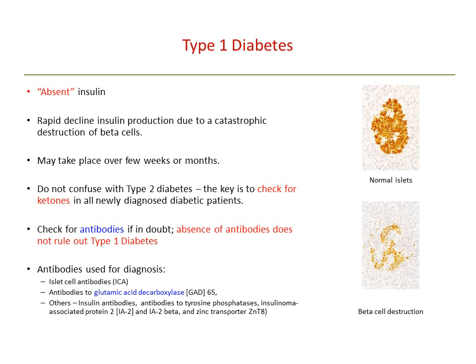If in doubt, one can check antibodies, as type 1 diabetes in the majority of cases is an autoimmune condition. But it's worth remembering that absence of autoantibodies does not rule out type 1 diabetes. The antibodies currently used for diagnosis are islet cell antibodies, antibodies to glutamic acid decarboxylase or GAD antibodies, insulin antibodies, antibodies to tyrosine phosphatases, insulinoma-associated protein 2 and insulinoma-associated protein 2 beta, and zinc transporter antibodies. The current recommendation is that to diagnose type 1 diabetes, you must have at least 2 antibodies positive.